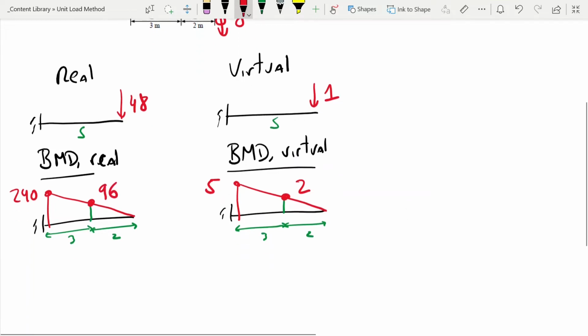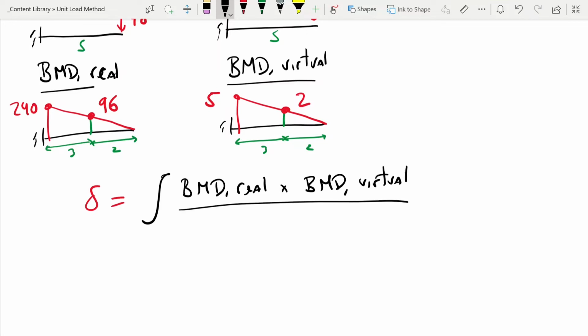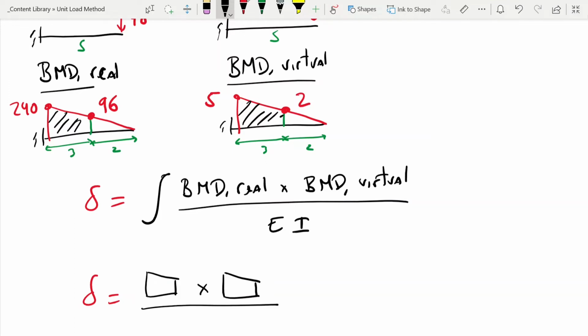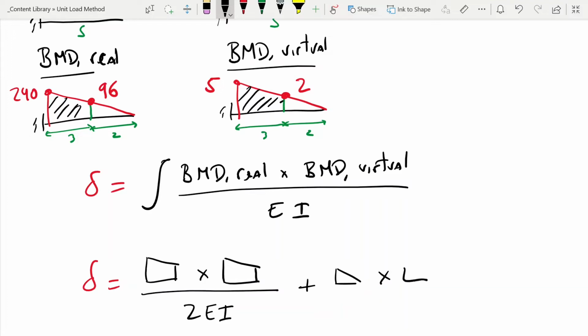Now, when we try to find the equation for delta, let's write down the generic equation, which is the integral of the real bending moment diagram times the virtual bending moment diagram, all of this divided by EI. The fact that our EI is not constant means we need to split this integral into 2 different regions. Practically, this means we need to do a trapezoid times a trapezoid, this trapezoid times that trapezoid, all divided by the EI of that bit, which in this case is 2EI, so the beam is 2 times stronger here, plus a triangle times a triangle divided by the EI of the beam.